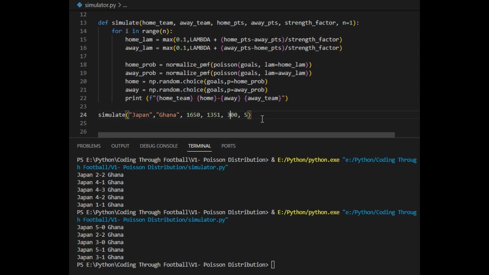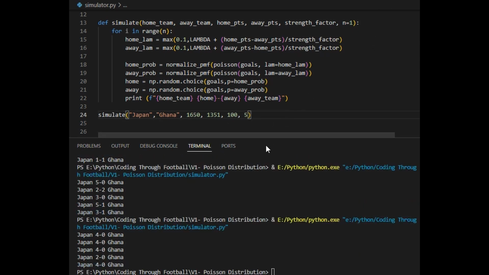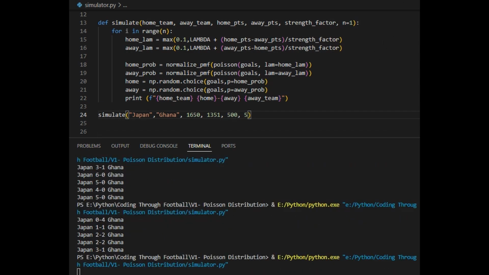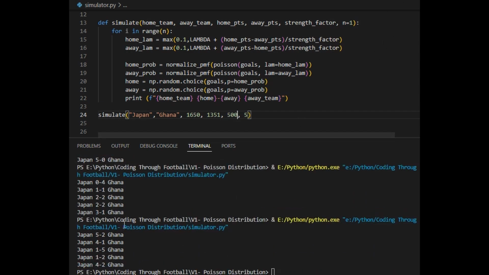Next, we adjust the strength factor. Lowering it to 100 increases the influence of the ranking difference, so the results lean more strongly towards the stronger team, Japan in this case. Increasing the strength factor to 500 reduces this influence, adding more randomness and leading to greater variation in the score lines. A value around 300 feels like a reasonable balance for now, but in a future video we could try optimizing this parameter using historical match data.